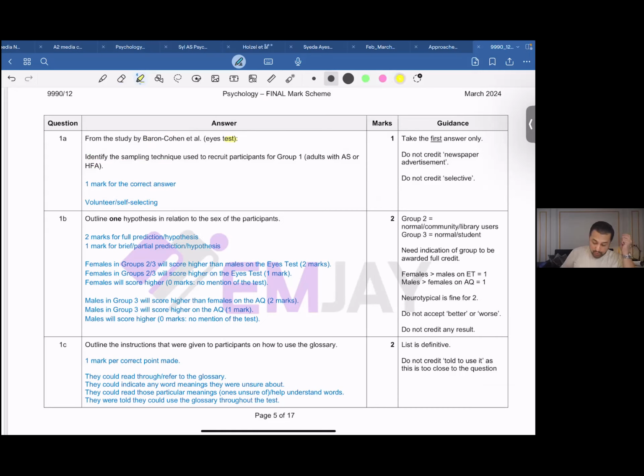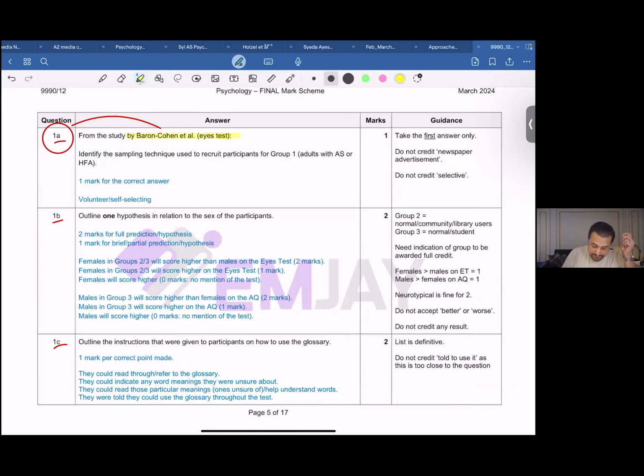Number two, outline one hypothesis. Now, this is 1B, right? So the first question is about Baron-Cohen, and it is divided into multiple parts. This was part A, this is part B, and this is part C. So we're still talking about Baron-Cohen et al. Now, outline one hypothesis in relation to the sex of the participants. So what is being demanded from you is a hypothesis. You need to write down a hypothesis in relation to the sex of the participants.